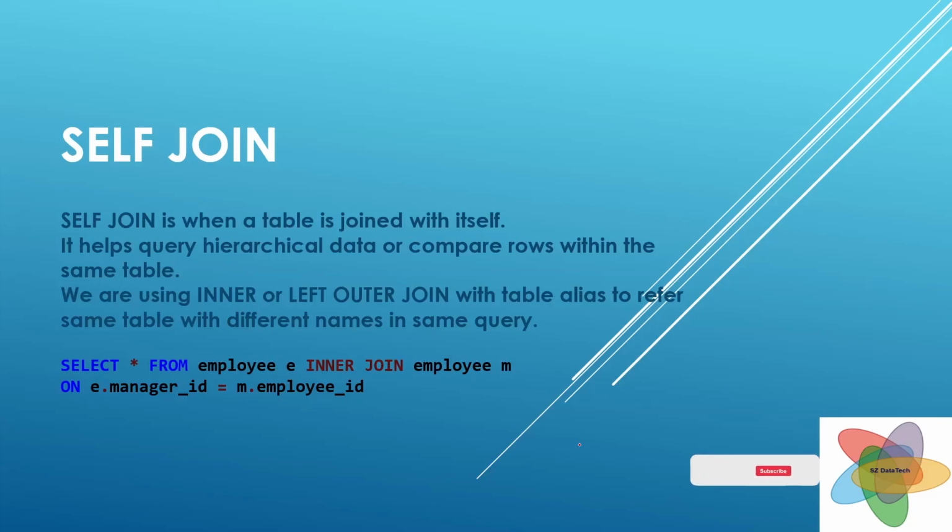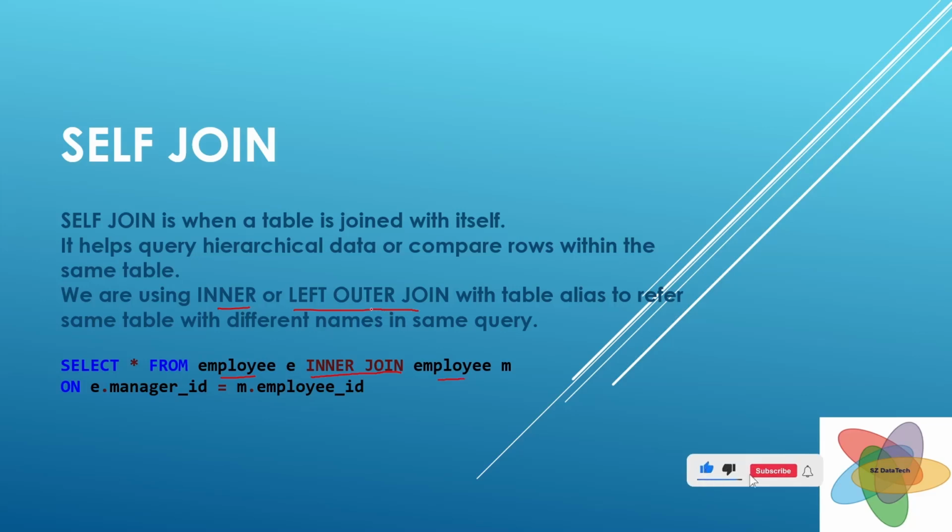Since it's a self join, definitely the join is applied on the same table itself. And the same is mentioned over here as well. When a table is joined with itself, then we call it a self join. But the interesting thing is that we are not using any clause like self join over here. We have to use either inner join or left outer join. Since it's on the same table, employee as well as employee, the same table is there and we are applying inner join or left outer join.